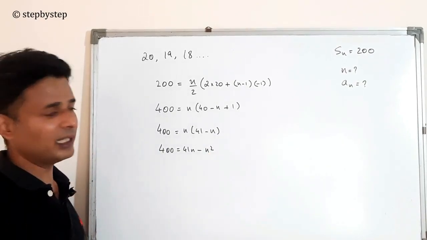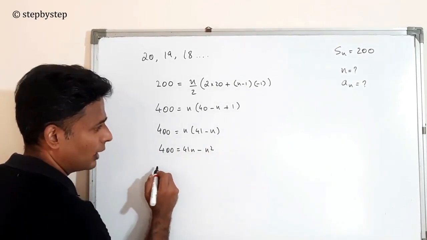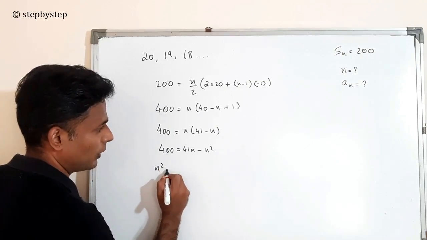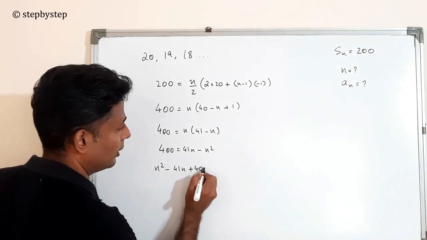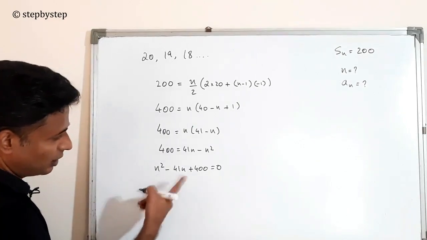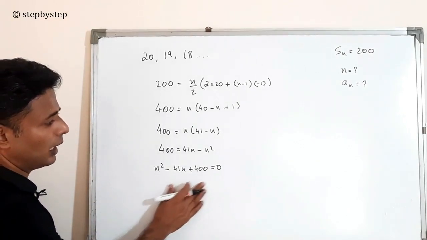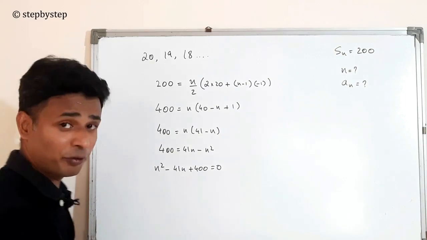Now this is a quadratic equation, so I'll transpose all n terms on one side, so it becomes n square minus 41n plus 400 equal to 0. I cannot simplify this further, so I'll use the formula method to find the value of n.